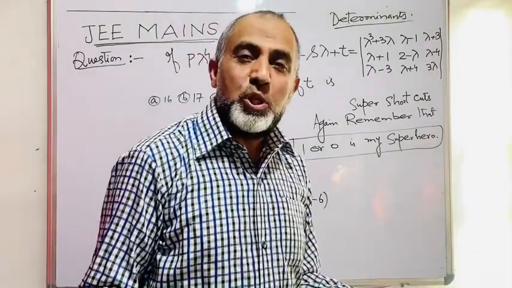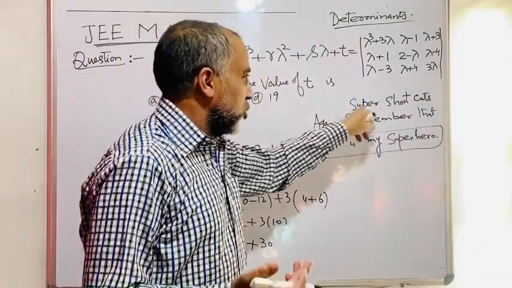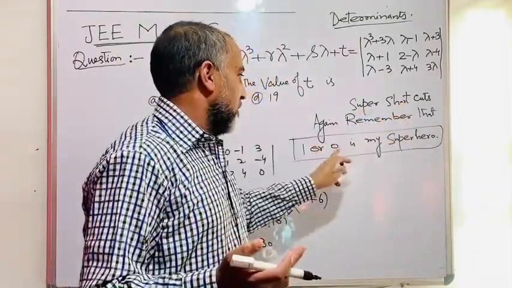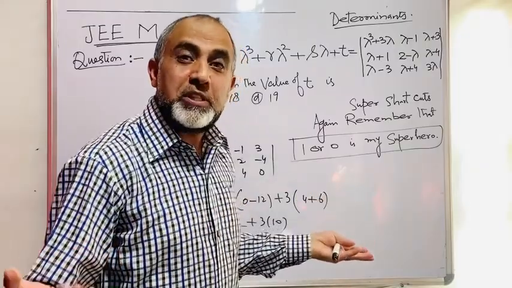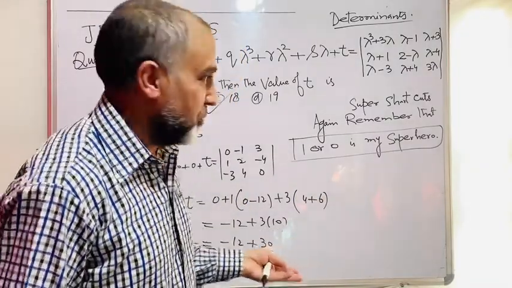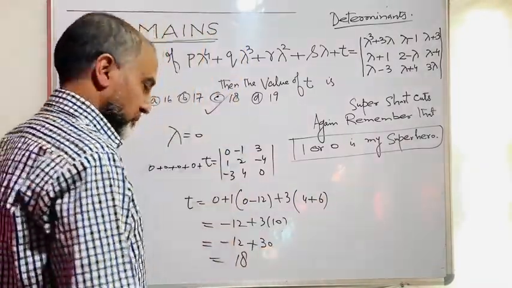What we have used? We have used these super shortcuts, that is 1 or 0 is my superhero. You can note it, you can copy it.